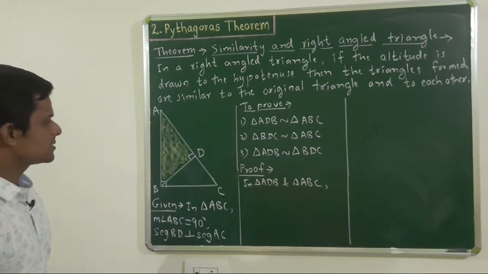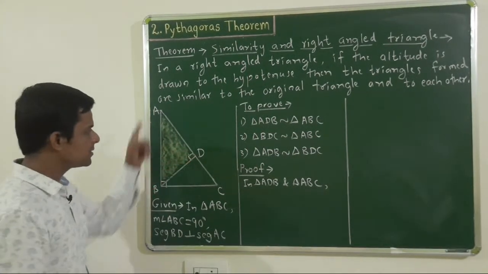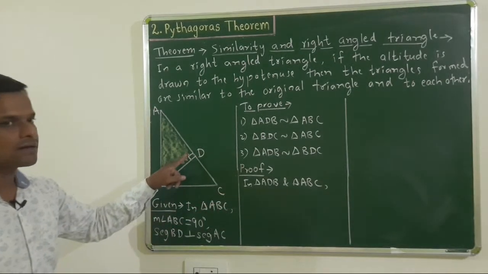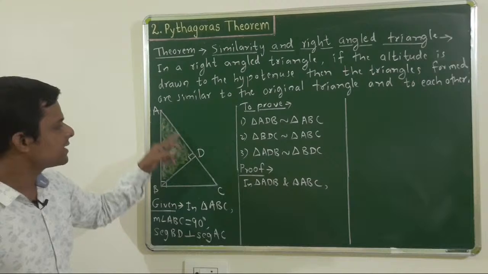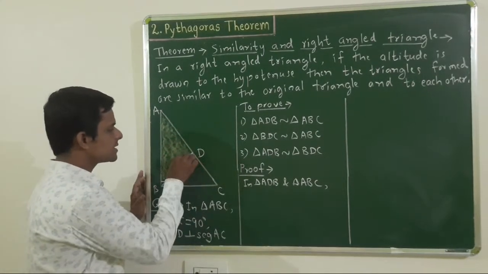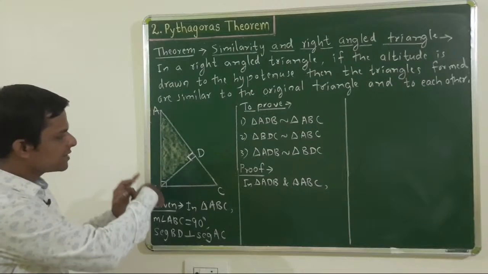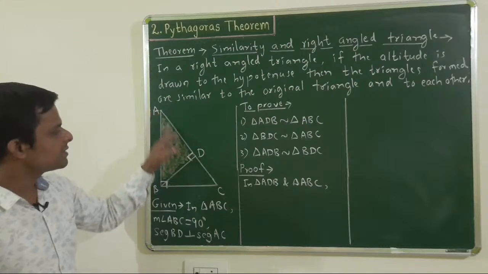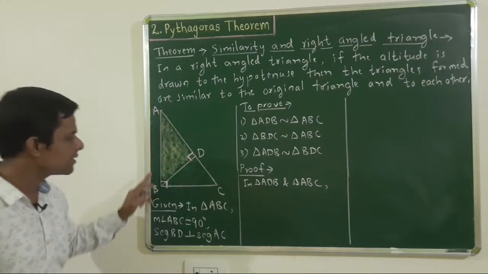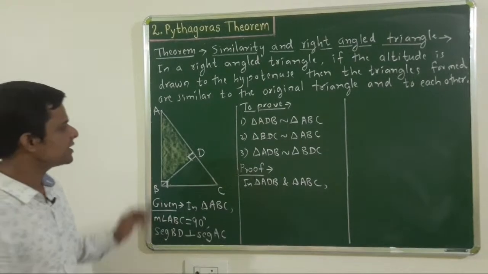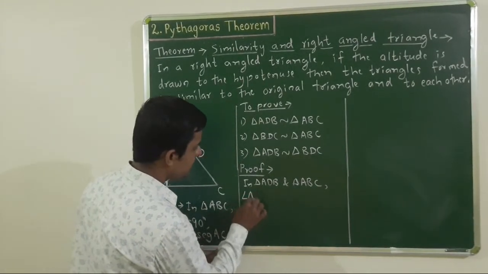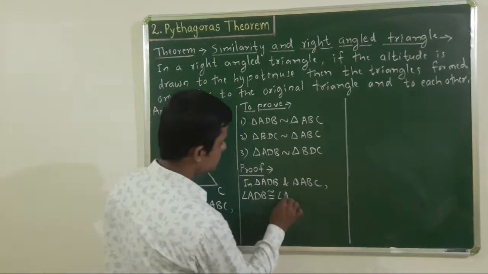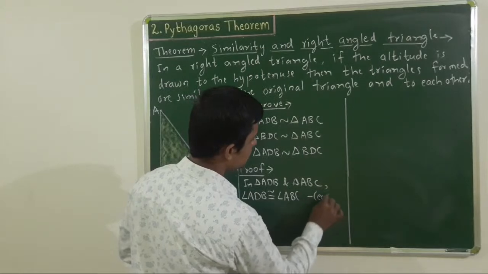Find out these two pairs in triangles ADB and ABC. We get one pair of right angles, that is angle ADB. This angle is a right angle in this triangle, and for triangle ABC, angle B is a right angle. So we can write angle ADB is congruent to angle ABC, reason: each is 90 degrees.